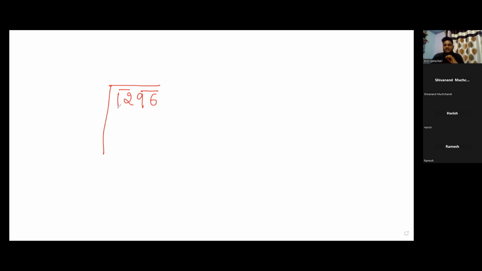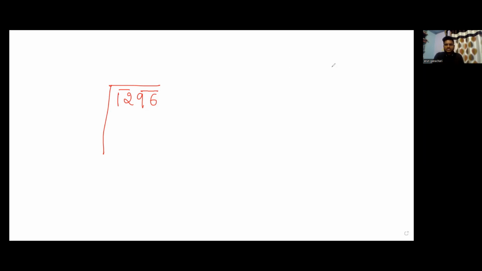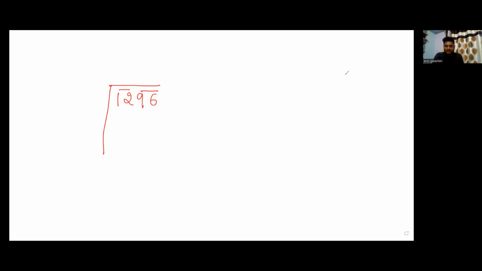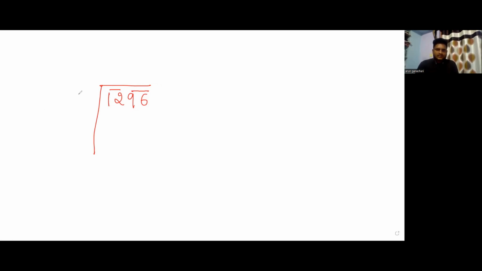Now I'll write the square number which is nearest to 12. What is the square number nearest to 12? 9, sir. 9. So 9 can be written as, just like your basic division, 3 3s are 9. Yes or no? If 3 3s are 9, what is the remainder? What will I get if I subtract 9 from 12? 3. I'll get 3.